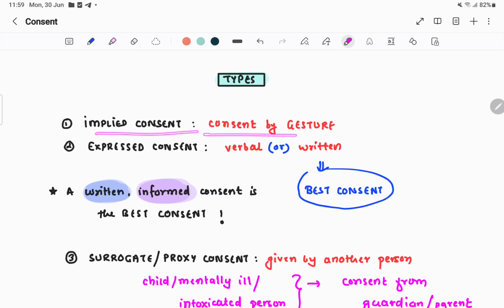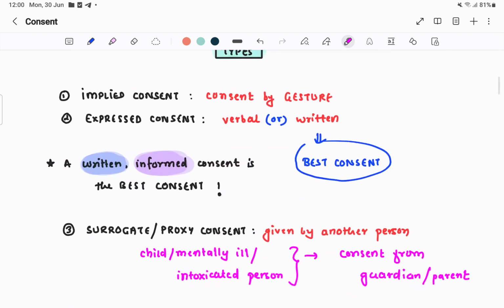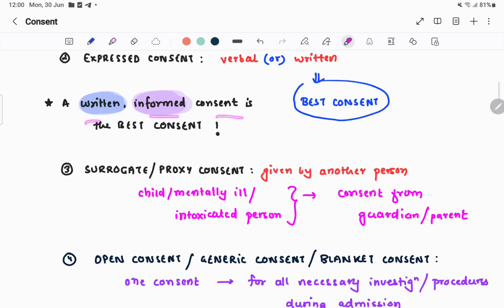Implied consent, consent by gesture. A patient has come to your clinic for treatment. It is implied consent that the patient has no problem with you checking him with a stethoscope. You don't ask the patient while checking, you just check. Expressed consent is the best one, verbal or written. A person has consented verbally, or in writing. Written informed consent is the best consent.